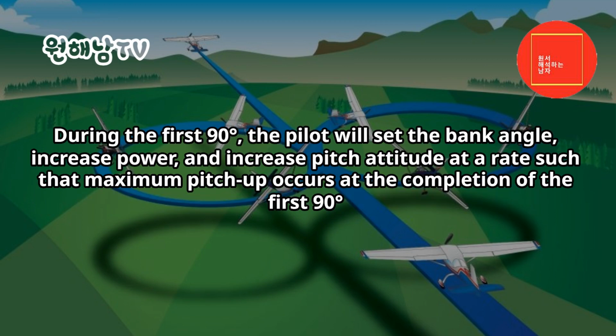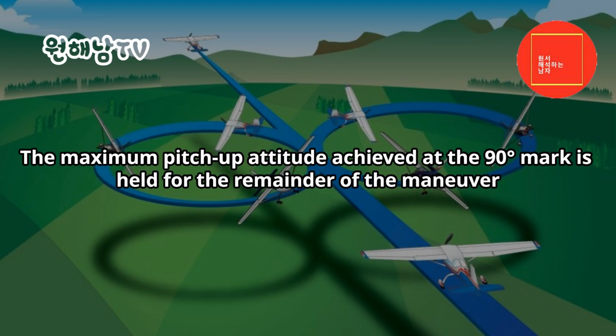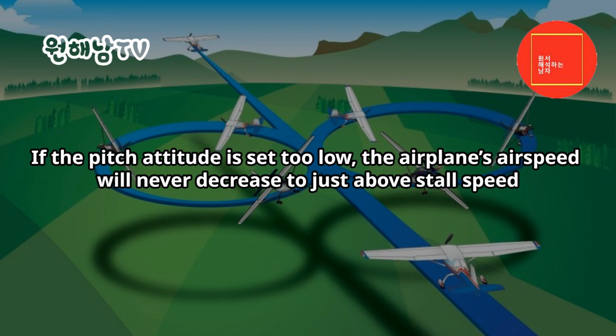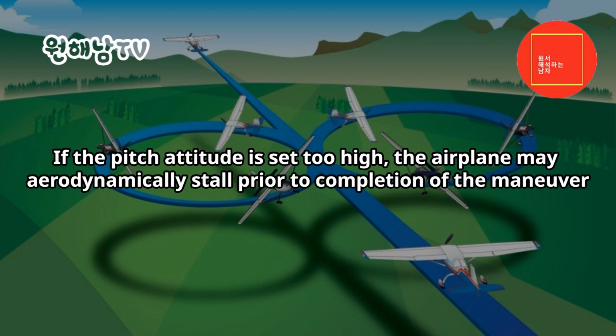During the first 90 degrees, the pilot will set the bank angle, increase power, and increase pitch attitude at a rate such that maximum pitch up occurs at the completion of the first 90 degrees. The maximum pitch up attitude achieved at the 90 degrees mark is held for the remainder of the maneuver. If the pitch attitude is set too low, the airplane's airspeed will never decrease to just above stall speed. If the pitch attitude is set too high, the airplane may aerodynamically stall prior to completion of the maneuver.